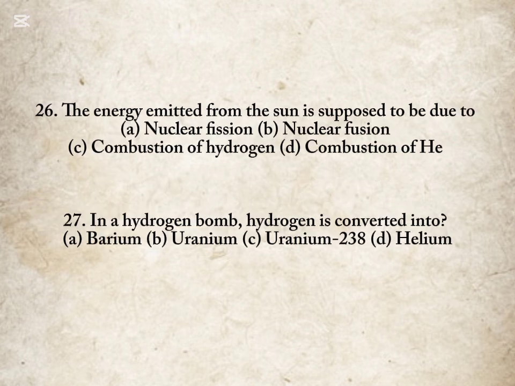26. The energy emitted from the sun is supposed to be due to A. Nuclear fission. B. Nuclear fusion. C. Combustion of hydrogen. D. Combustion of He. E. Radioactive disintegration. The correct option is B. Nuclear fusion. 27. In a hydrogen bomb, hydrogen is converted into A. Barium. B. Uranium. C. Uranium-238. D. Helium. The correct option is D.